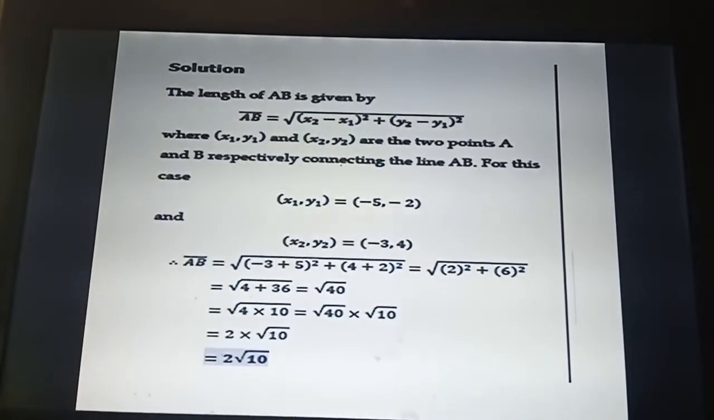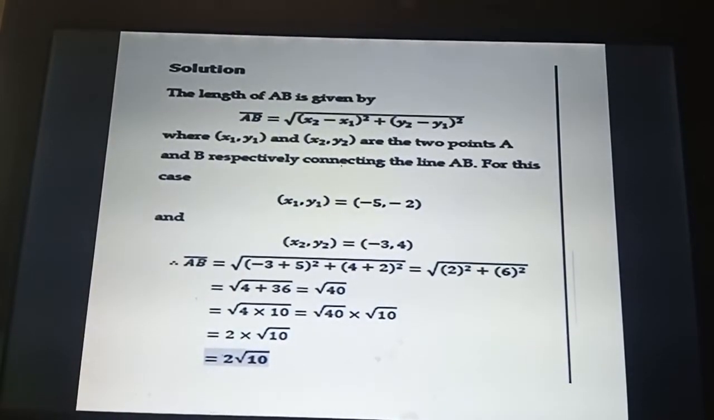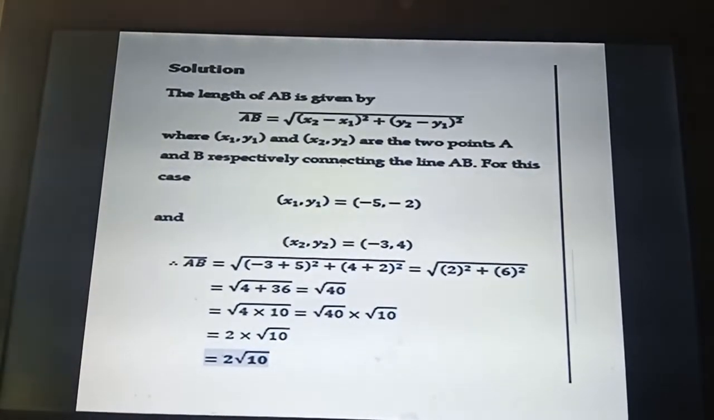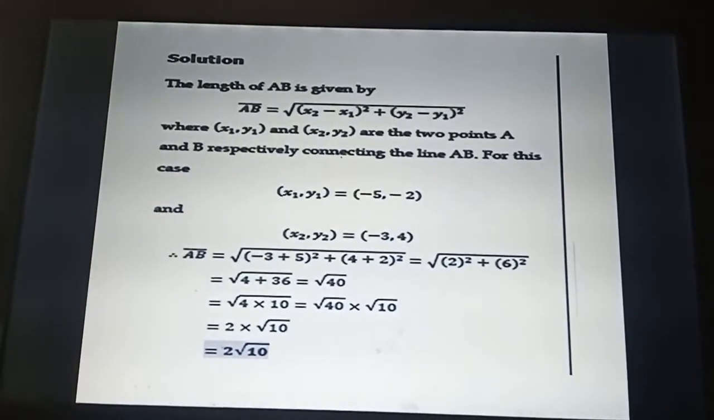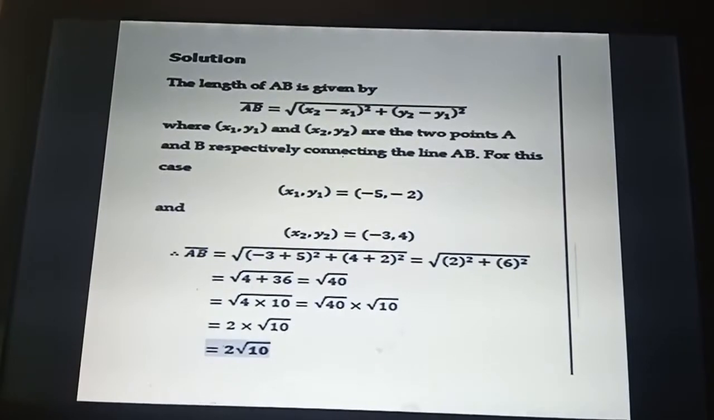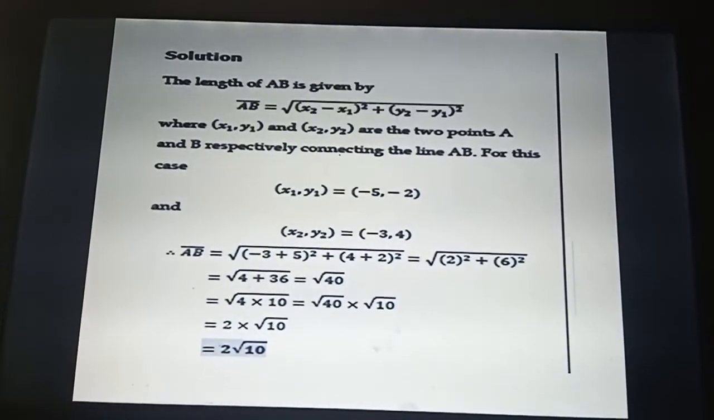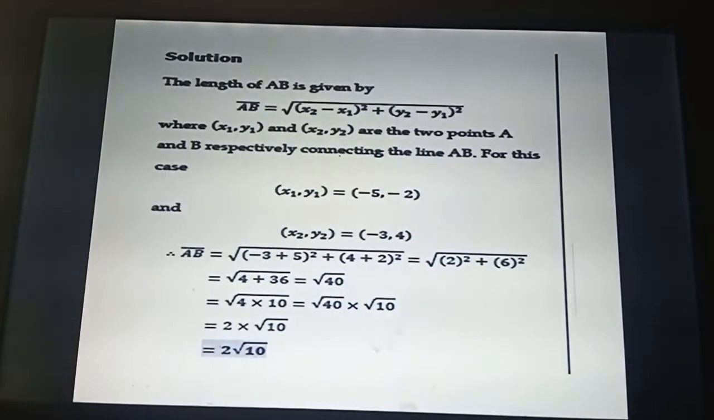For this case, (x1, y1) is equal to (-5, -2). Your x1 is equal to what? -5. Your y1 is equal to -2. And (x2, y2) is equal to (-3, 4). As you can see here, your x2 is -3. Your y2 is 4. Therefore, we are going to substitute these values into the above formula for AB.